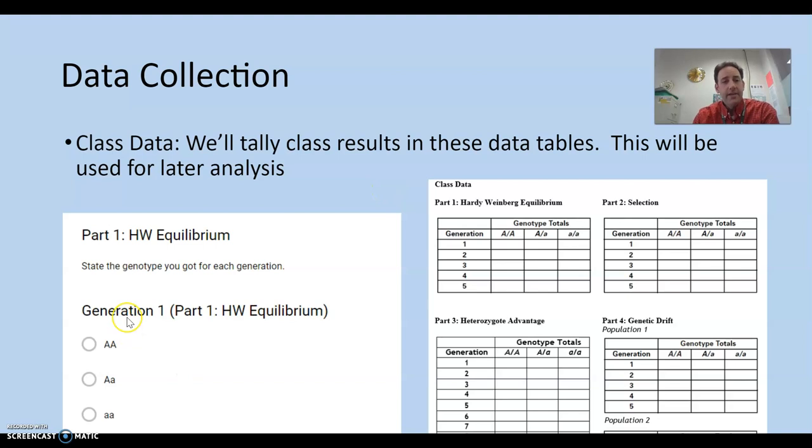And so then at the end, we have a Google form, and the whole class basically goes through and they record what genotype they got for every generation, for every simulation. It's kind of annoying to do that, but we do it. And then finally, we get some sample data that tells us the frequency of each genotype during all of our simulations. And that sample data will then be posted on the website for analysis.